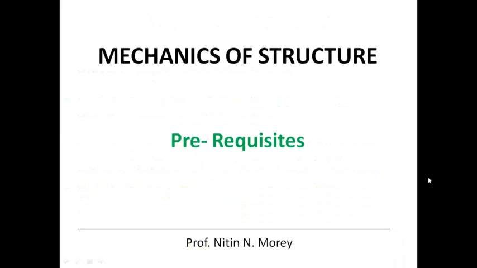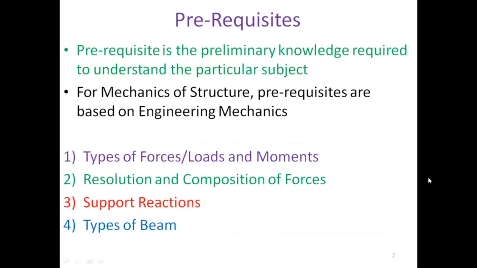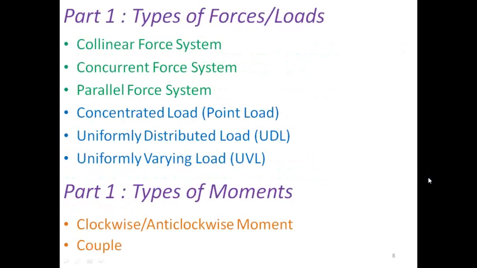And we have also seen the prerequisites in the previous session, which include types of forces, resolution and composition, support reactions, and types of beam. In types of forces, there are 3 force systems: collinear, concurrent, and parallel. Under loading, we have concentrated load, UDL, and UVL. Along with that, we have clockwise and anti-clockwise movement with couple.